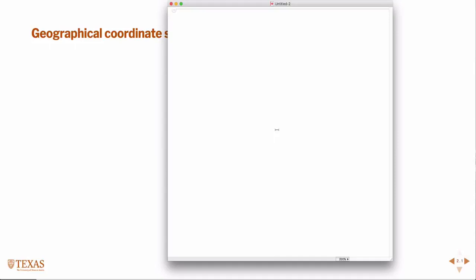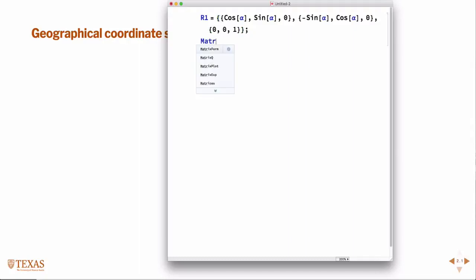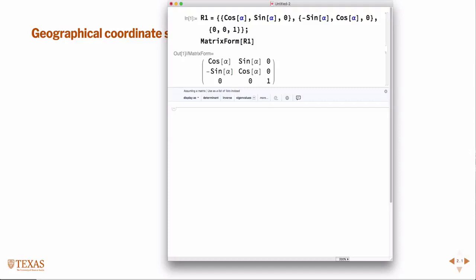Just bear with me a second. So we're going to define R1 as the matrix cosine alpha, sine alpha, and there is a minus sign there. And one thing I like about Mathematica is we can look at things like they'd look on a piece of paper. Right? So we can make sure that we typed it up right. So that looks like what we wrote on a piece of paper.